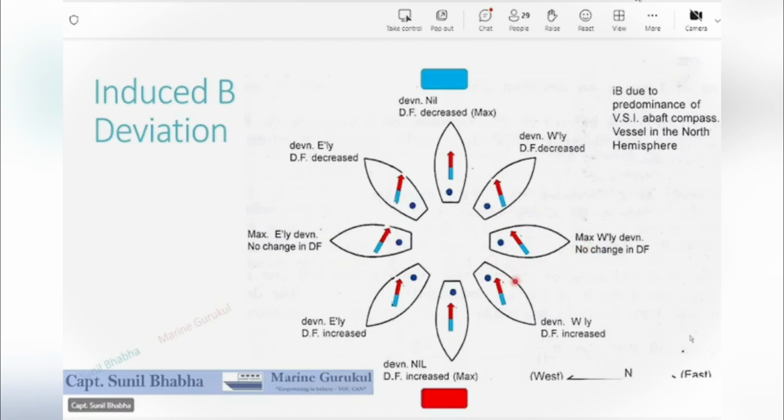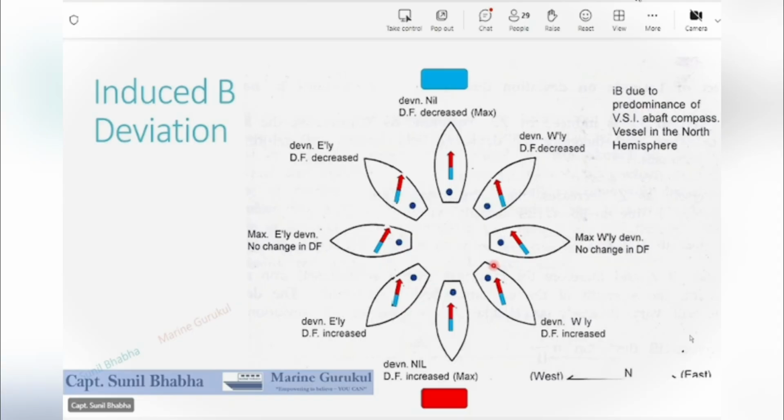When the ship goes on a southeasterly heading, the funnel blue pole is to the northwest of our compass, and again the blue pole of the funnel attracts the red end of our compass needle, and a westerly deviation is generated. But the westerly deviation now starts to reduce. Why the westerly deviation reduces is because the blue pole, which is generating this deviation, is now no more at right angles to the field of the Earth, and it has started coming in line with the Earth's magnetic field.